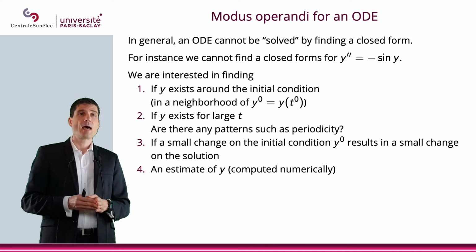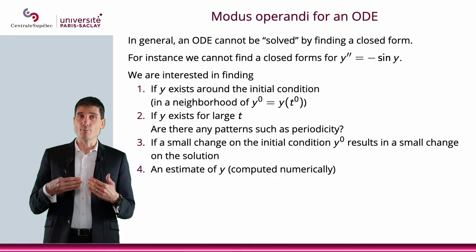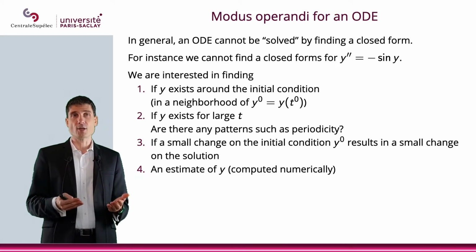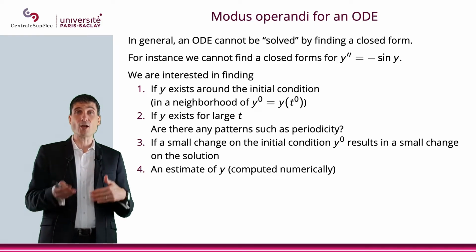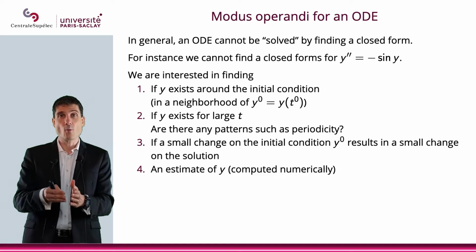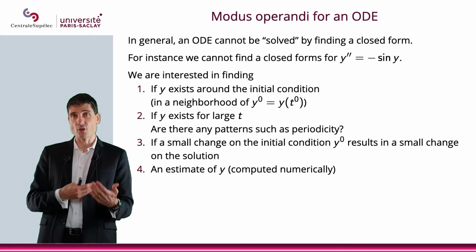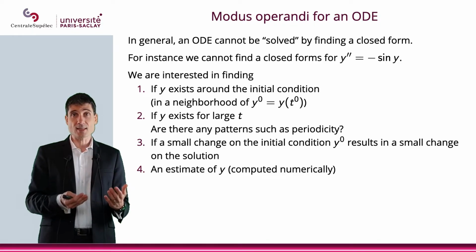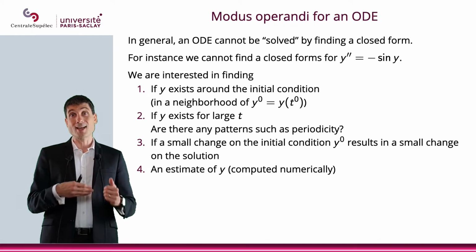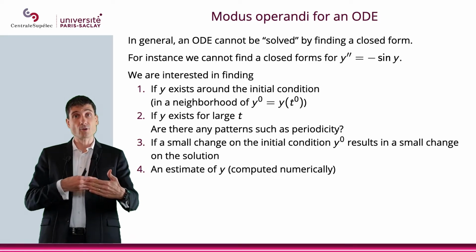problems. And 4, well, can we actually compute numerically an approximation of the solution? I mean, if you cannot find a closed form for y, well, the best you can hope for is to find a numerical approximation of the solution, and in which case you probably want to be able to guarantee to be as close as you want to the solution.